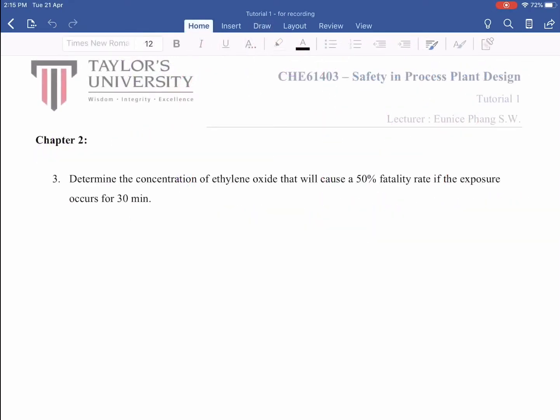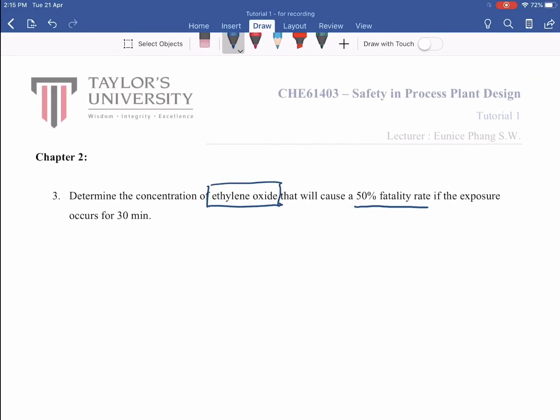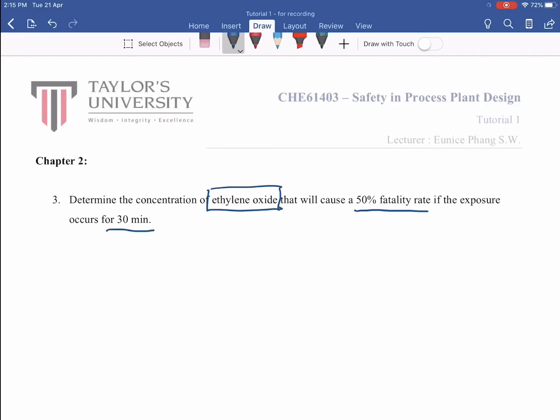Chapter 2, question 3, the first questions of chapter 2. Determine the concentration of ethylene oxide that will cause 50% fatality. So let's draw this down first. We are looking for ethylene oxide, if the exposure occurs for 30 minutes, meaning T equals 30 minutes, and we look at the probability of 50% fatality.